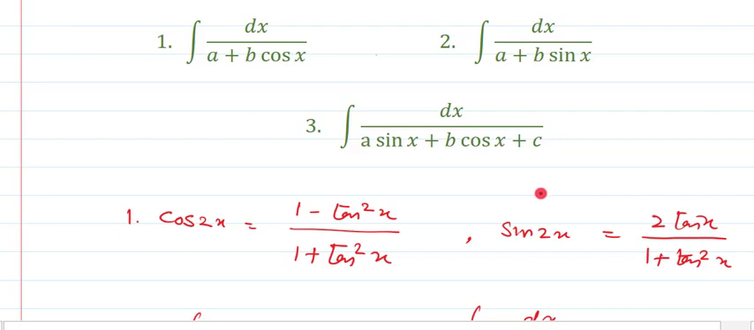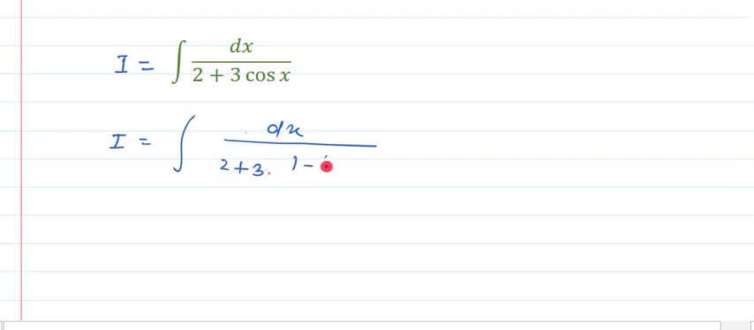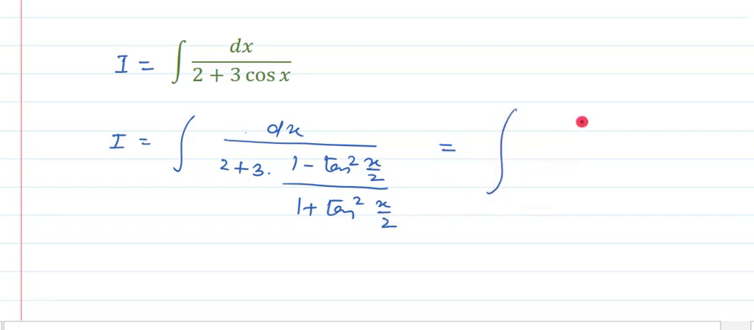Let me take a few examples in front of you now. So this is the same problem I have just explained. Let me name this integrand as I. So as I just explained, it can be written as dx upon 2 plus 3 into (1 minus tan square x by 2) upon (1 plus tan square x by 2). Next, taking LCM, integration of dx.